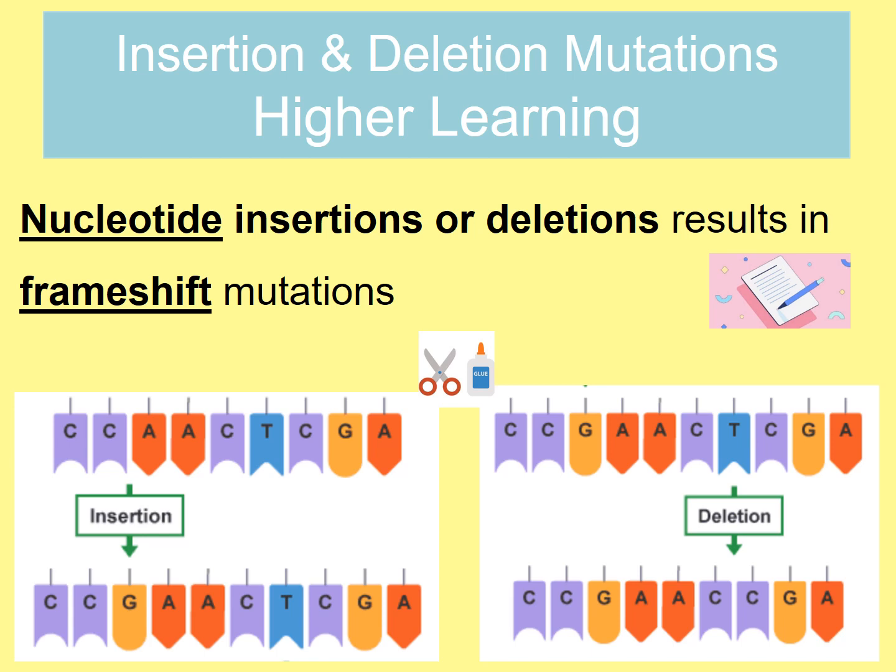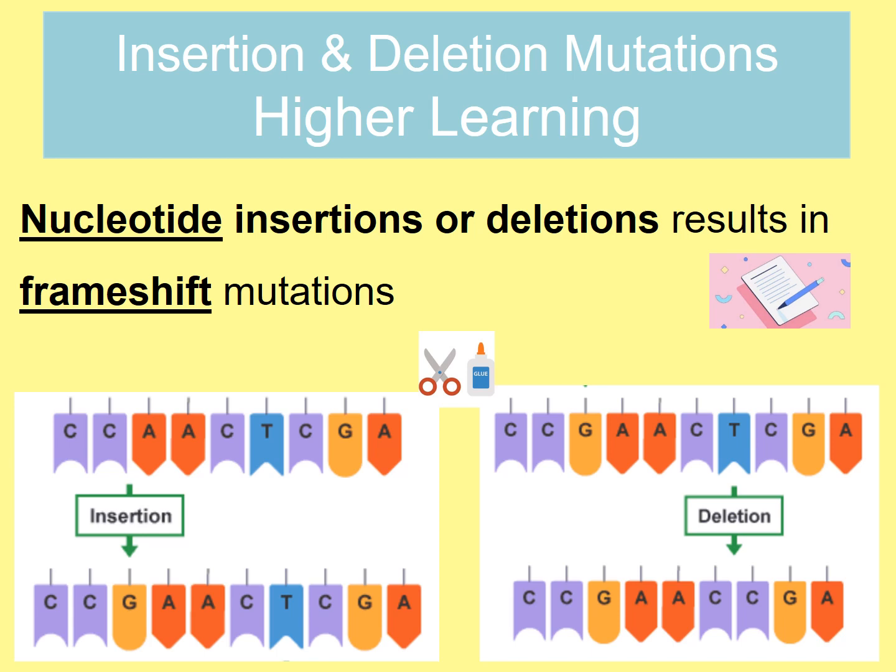We're going to look now at the two remaining gene mutations, which are called insertion and deletion. Hopefully their names are self-explanatory: insertion involves the addition of a nucleotide into the base sequence, and deletion sees the removal of a nucleotide from the DNA base sequence.